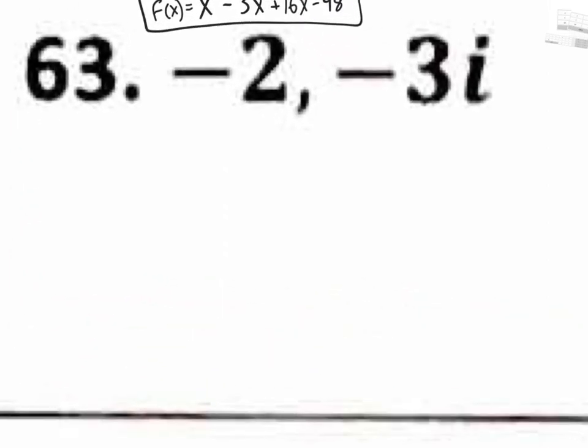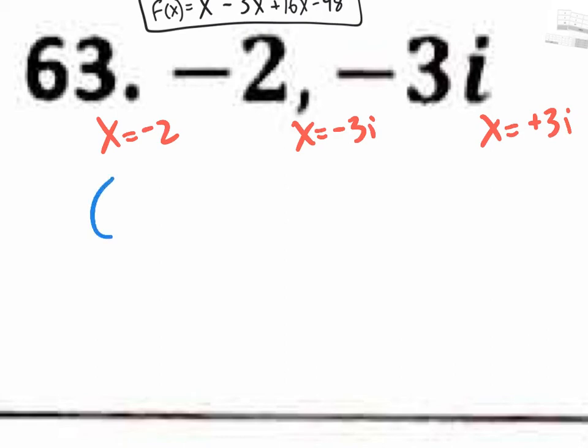So let's begin. What are the 3 answers here? We have x equals negative 2. We have x equals negative 3i. And also x equals positive 3i. So where did the binomials, or where did these answers come from? They came from the binomial that was set equal to 0. So I'm just going to write the binomial. What's my binomial that gave me the answer x equals negative 2? What would that be? X plus 2, that's right.